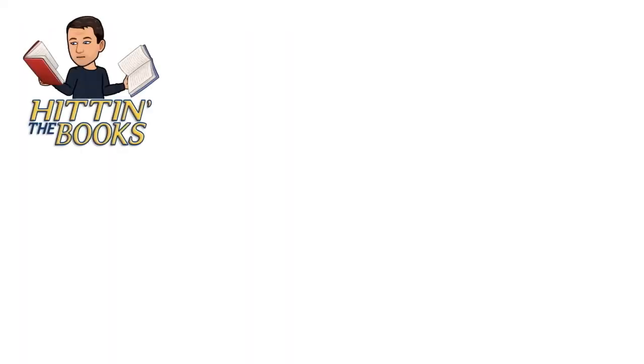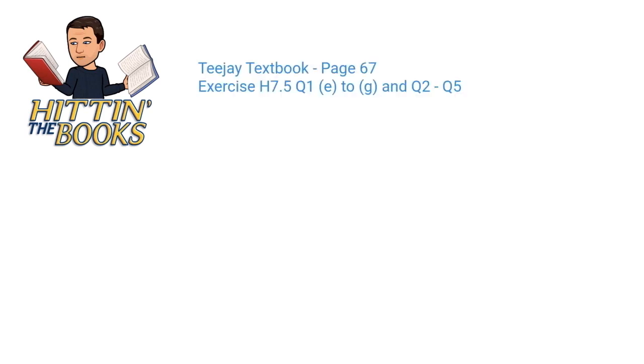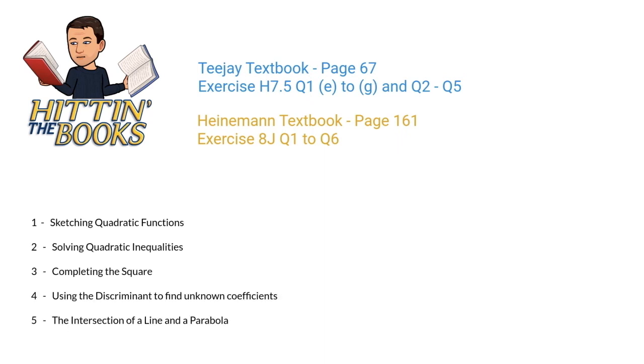It's important that you now get some practice with this particular part of the quadratic chapter. If you're studying TJ, you can do that on page 67, exercise H7.5, questions 1e to g I would recommend, and then questions 2 to question 5. Alternatively, if you're studying the Heinemann textbook, and page 161, exercise 8j would be a good exercise to try.